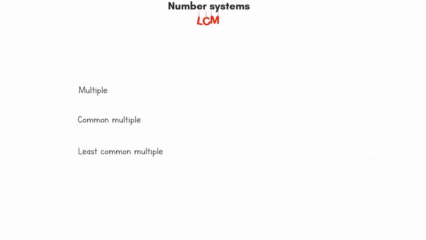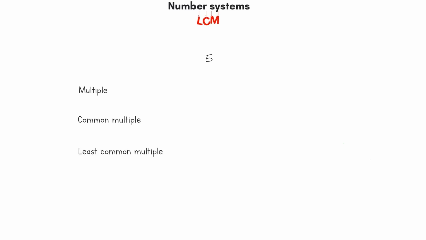So now we start with the topic on LCM, least common multiple. Let us first find out what is actually an LCM, and then we'll see what the methods are to find the LCM for 3 to 4 numbers. So what is an LCM? What is the least common multiple here? First we'll talk about multiples.